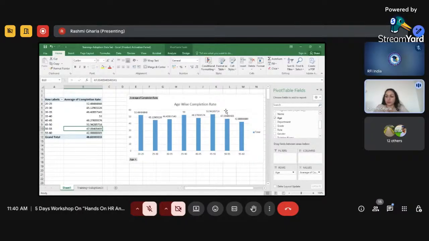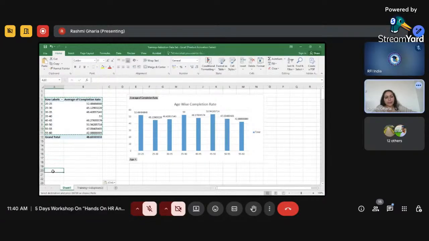But now I need to find out what can be the reasons for lesser adoption in this particular group, right? So I hope you got it. This way you can get one of the insights out of this data.